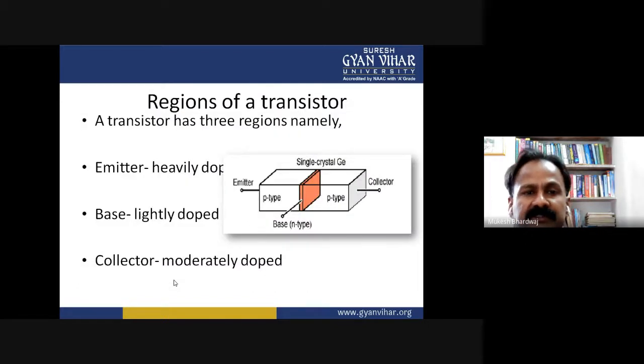Regions of a transistor. A transistor has three regions, namely emitter heavily doped, base lightly doped, collector moderately doped. So the three regions, emitter, base, and collector, and their doping levels are as follows: the emitter is always heavily doped, the base is lightly doped, and the collector is moderately doped.